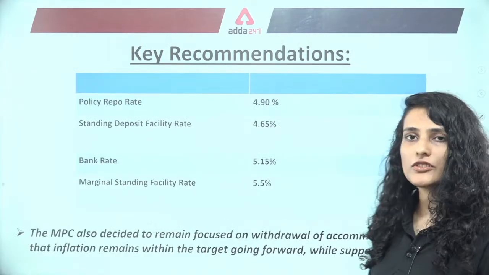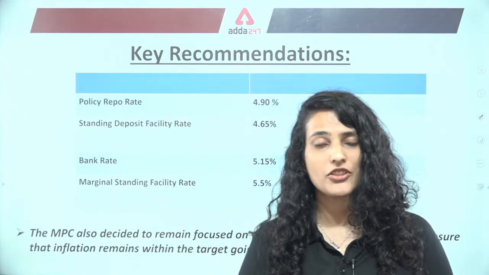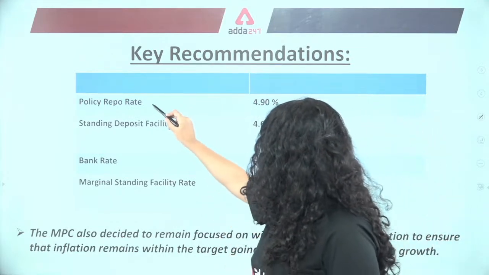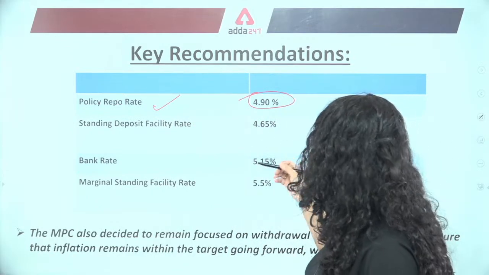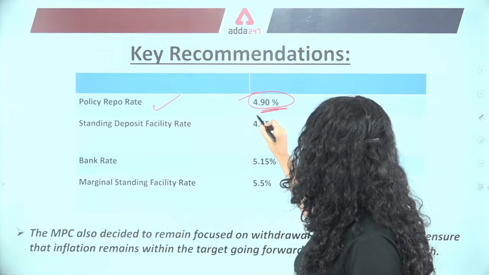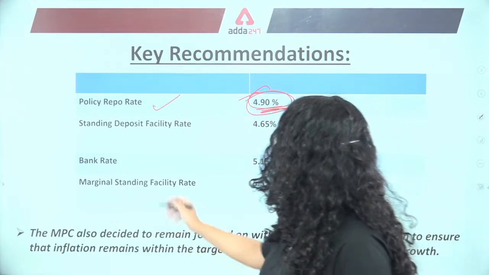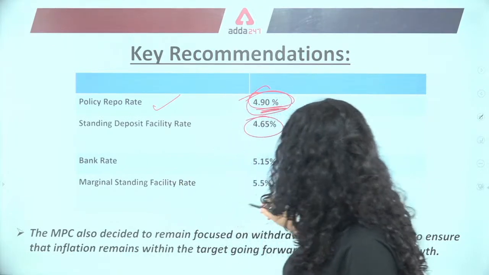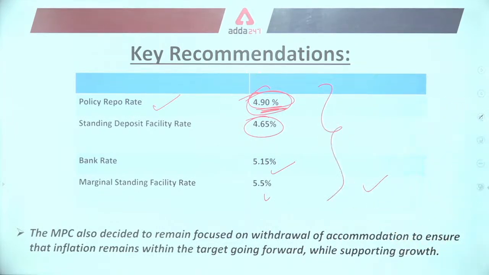Key recommendations जो हम लोग ये स्लाइड डिस्कस कर रहे हैं, मॉनेटरी पॉलिसी कमेटी रेजोल्यूशन 22-23. तो रिकमेंडेशंस क्या है? पॉलिसी रेपो रेट पहले 5% था, it has been reduced by 1 basis point, that is 4.9%. Standing deposit facility rate 4.65%. Bank rate इतना है. Marginal standing, you can see the parameters, you can see the policy recommendations on the board.